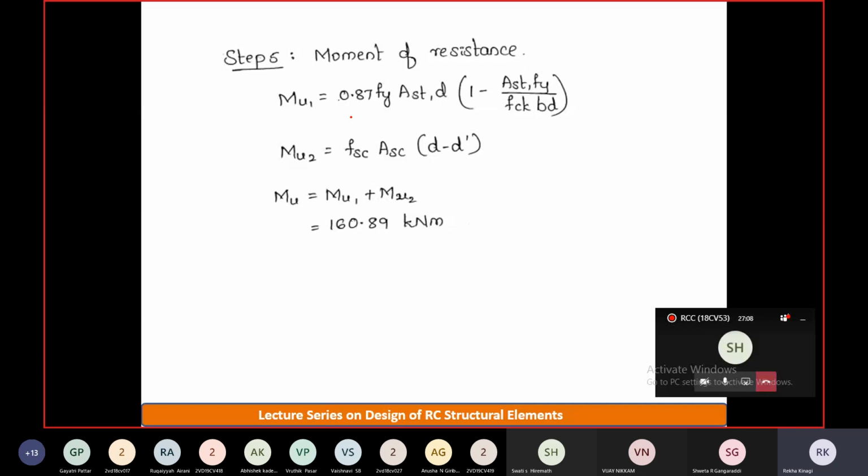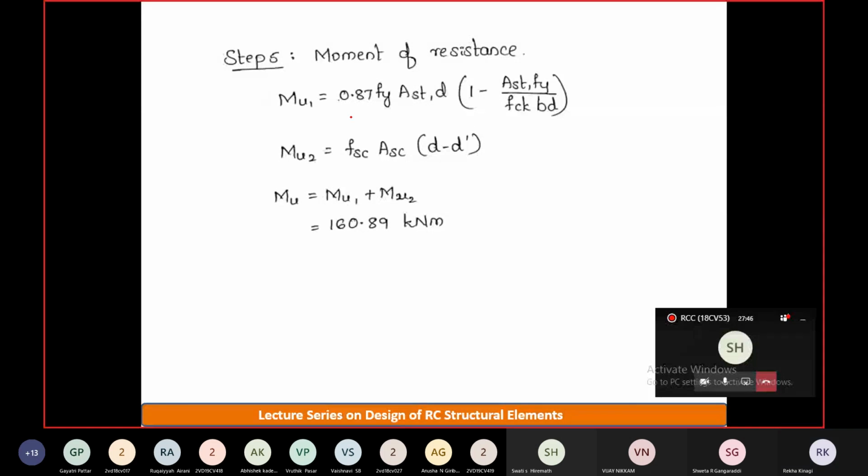Now what about MU2? MU2 is equal to FSC into ASC into D minus D dash. FSC has already been calculated, ASC is given to us, D is known, D dash is known. So we can calculate MU2 also. MU1 plus MU2 gives us the value of MU, that is 160.89 kilonewton meter. So this is how we are going to find out the moment of resistance of the rectangular beam section.